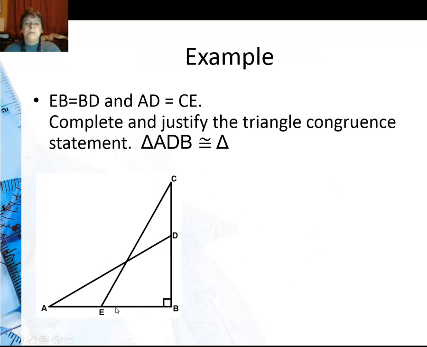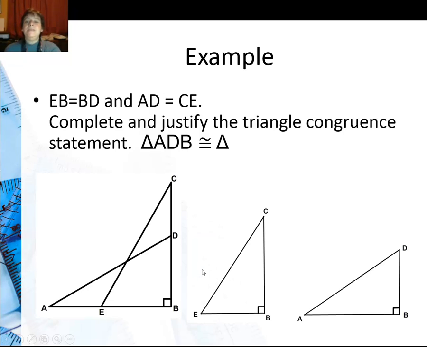Now in this example, you have 2 right triangles that are overlapping, EBC and ADB. And I tell you that EB is congruent to BD and AD is congruent to CE. And I'm trying to figure out how to do the congruence statement and justify it. Well, when you're dealing with overlapping triangles, the best thing to do is to draw them separately. So you can see ECB matches. ADB here matches. So now I'm going to use these 2 statements to fill in my marks.